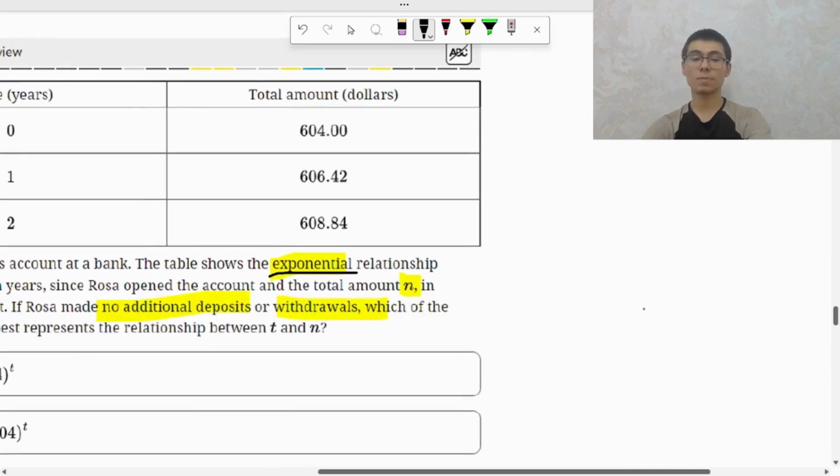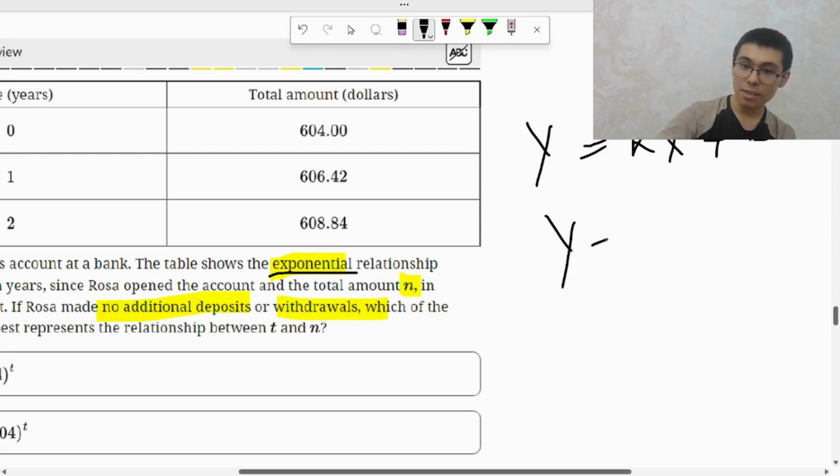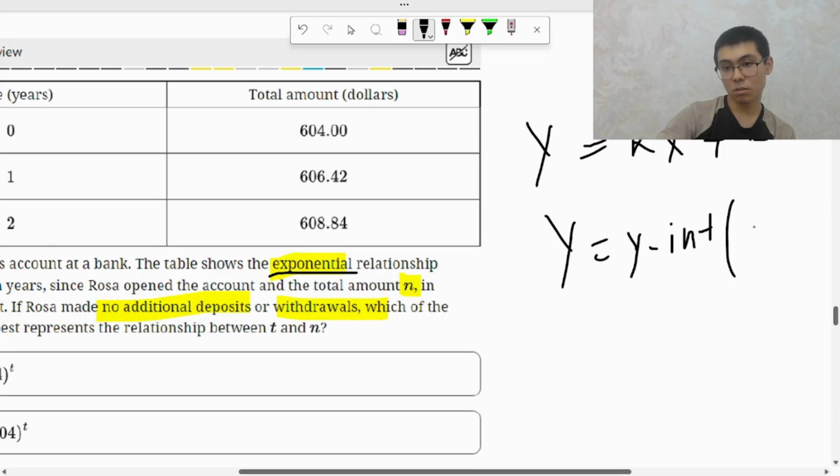So what's the difference between a linear and an exponential relationship? A linear relationship would be something like this: mx plus b. What about the exponential one? It's going to look something like this. Y-intercept. And then the 1 plus.